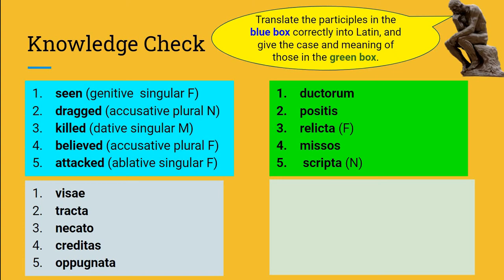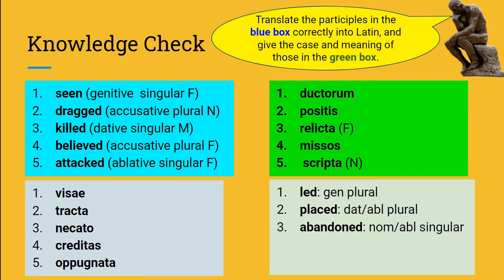As for those in the green box, ductorum means led, from the verb duco, ducere, duxi, ductus, and it is genitive plural. Positis is placed or put, from the verb pono, ponere, posui, positus, and it could be dative or ablative plural. Relicta, if we understand it as feminine, is in the nominative or ablative singular, and it means abandoned or left behind.